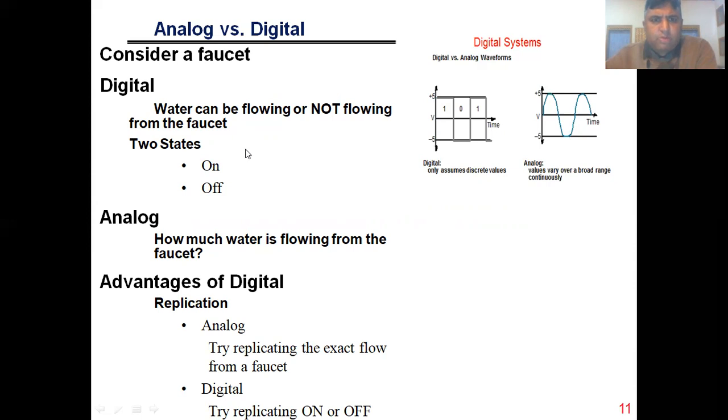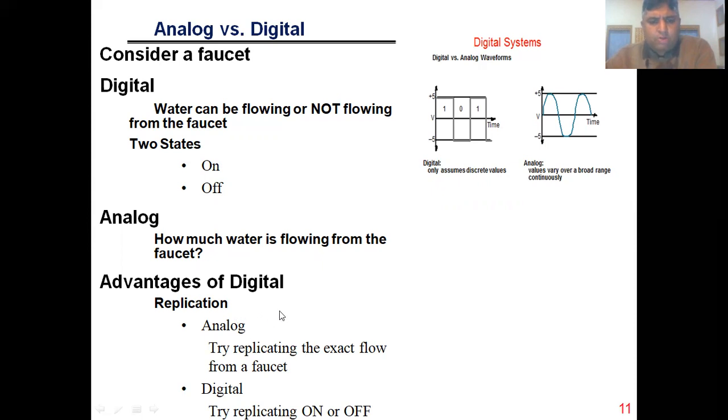Here he has given some examples. Water can be flowing or not flowing from a faucet. Faucet is basically a tap. So there are two states. A tap can either be on or it can be off. In analog, we can say how much water is flowing from the faucet, how much water is coming out of the tap, which will be a variable quantity.